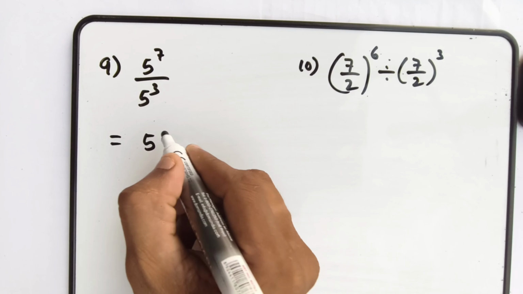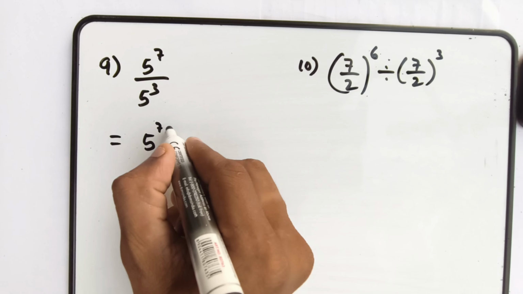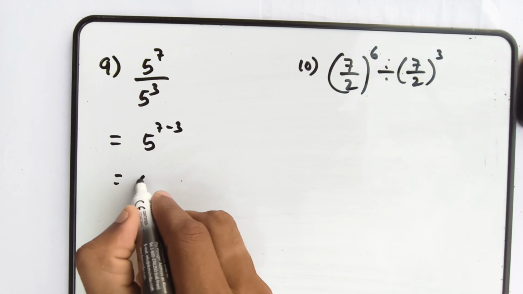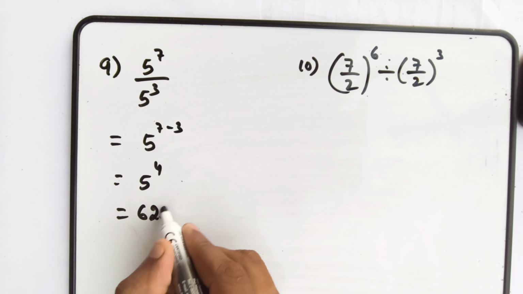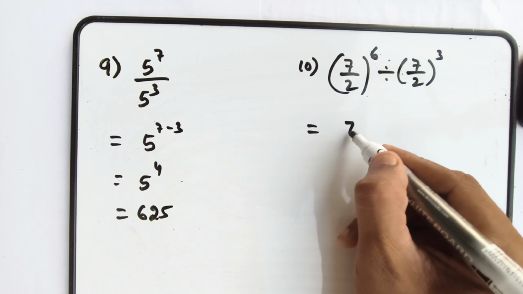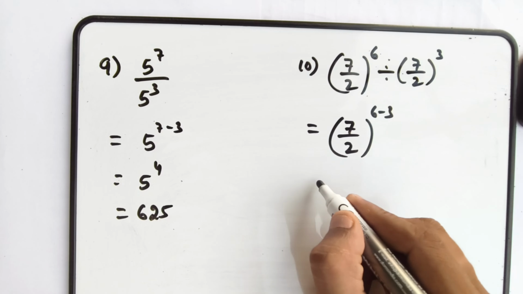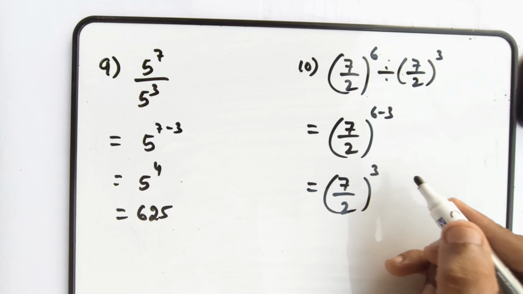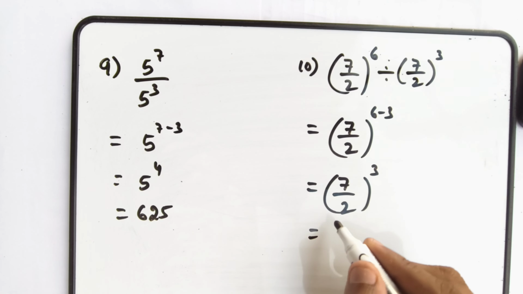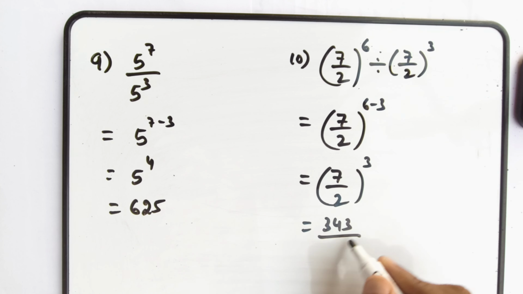Let us take the ninth question now. What is the value of 5 to the power 7 divided by 5 to the power 3? See, whenever you see the bases are same, we can write 5 to the power 7 minus 3. That is 5 to the power 4. We know 5 to the power 4 is 625. Similarly, (7 by 2) to the power 6 divided by (7 by 2) to the power 3, it can be written as 6 minus 3. 6 minus 3 is 3. I'll write 7 cube upon 2 cube. 7 cube is 343 and 2 cube is 8.